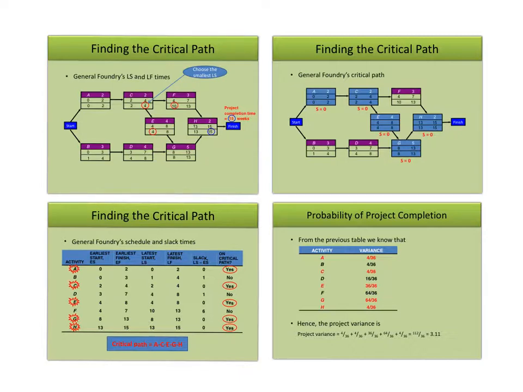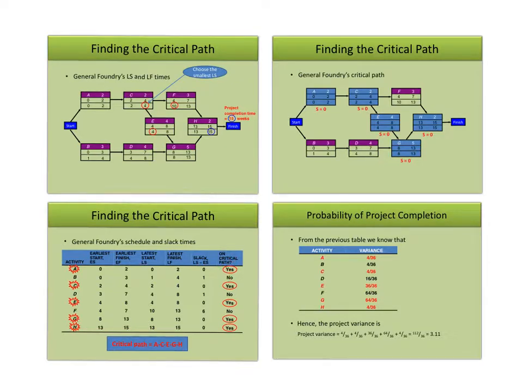Okay. Now, how do we calculate the slack time? So let's say activity A, the slack time is latest start minus earliest start. So we can see that the latest start is 0, earliest start is also 0. So the slack time is 0. Okay. So is it critical? Yes. If the slack time is 0, then the activity is on the critical path.